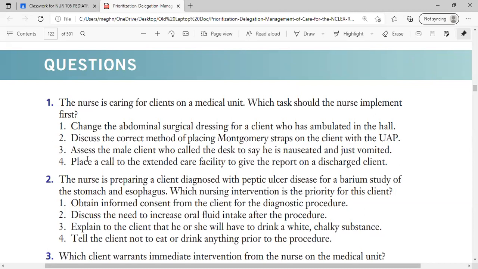Number three is the answer because this client has experienced a physiological problem like nausea and vomiting, and the nurse must assess the client and decide on possible interventions. Maybe this patient needs saline solutions. So our answer is number three.